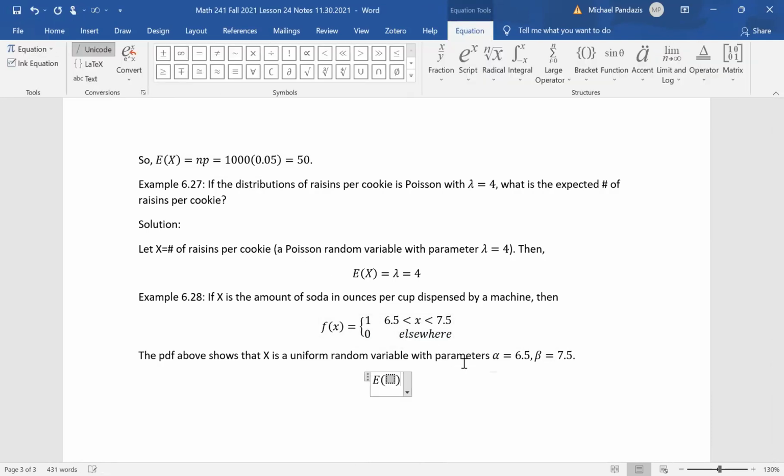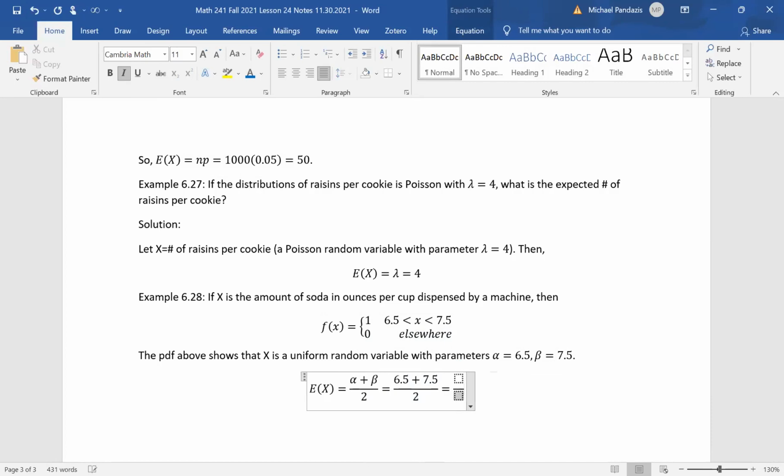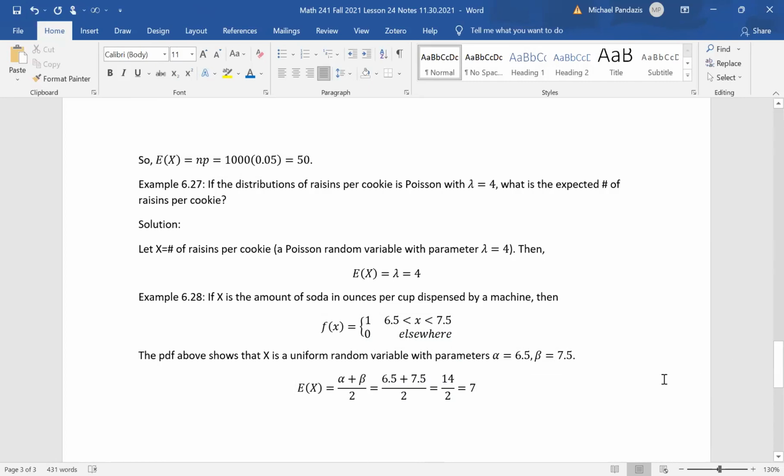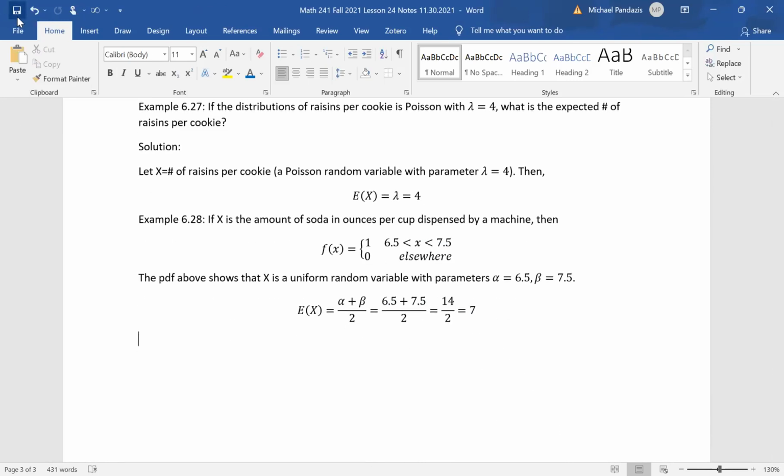And so when you have a uniform random variable with two parameters, the expected value is the average of your parameters. So it's alpha plus beta divided by 2. And so that's 6.5 plus 7.5 divided by 2. And that's equal to 14 over 2, which is 7. It's the average of your two parameters. It's the number between those two, which is 7. And so the expected value there is 7 for a uniform random variable.